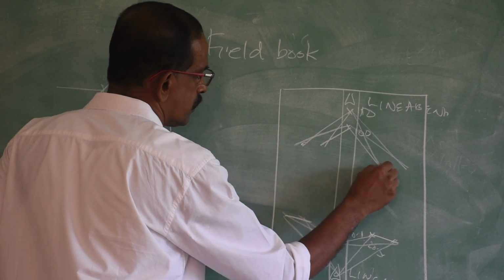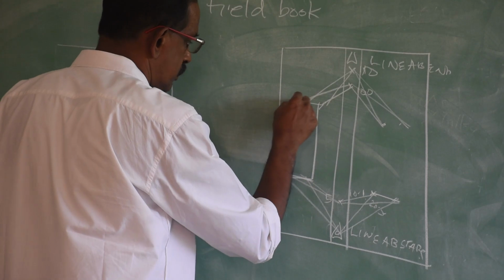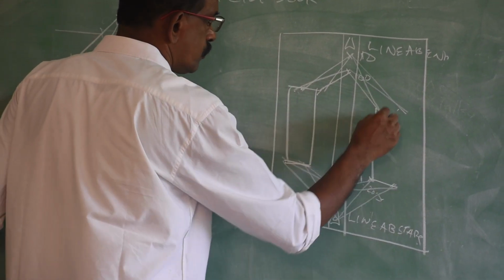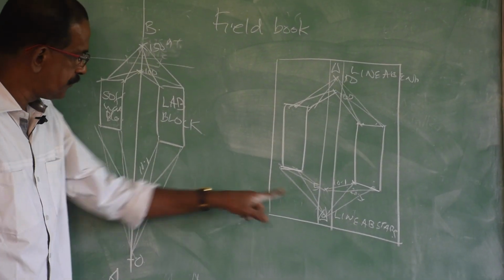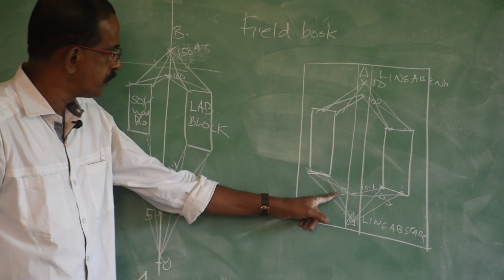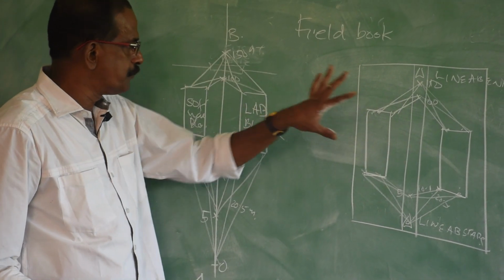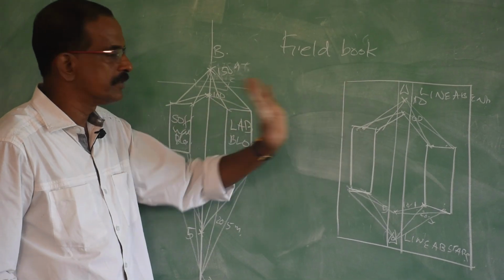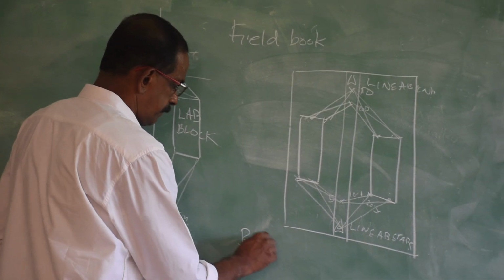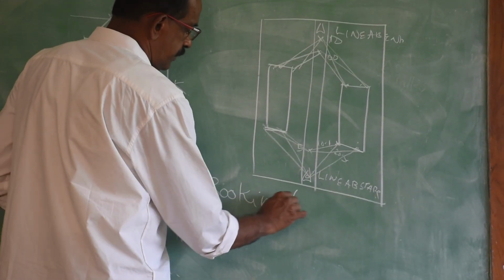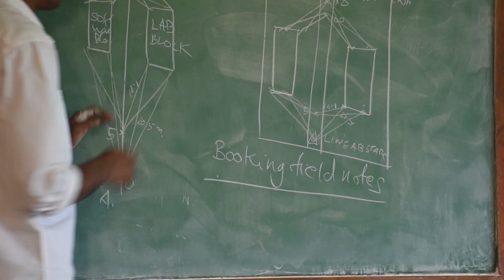Now you have got the extreme end of the building. So now we can plot the building here. Whatever the measurements are, you have to enter the exact reading that you get here, in all these places. Whatever measurements you take in the field should be entered in a small book that is called the field book, and this procedure is called booking field notes.